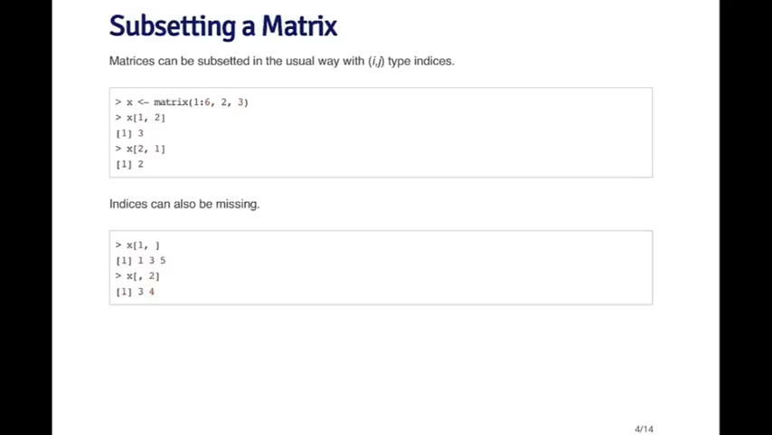You don't always have to specify both indices when subsetting a matrix. For example, if I say x bracket 1, comma, and then blank for the second index, that notation indicates that I want the first row of the matrix, in which case this is the vector 1, 3, 5. If I wanted the second column of the matrix, I could just leave the first index blank and say x bracket, comma, 2. That gives me the second column, which is 3, 4.